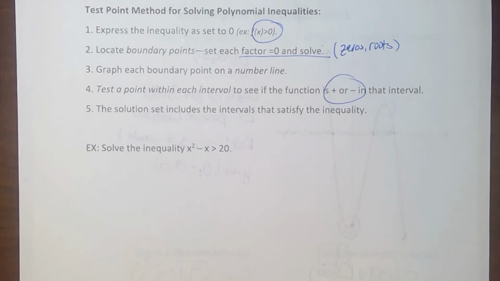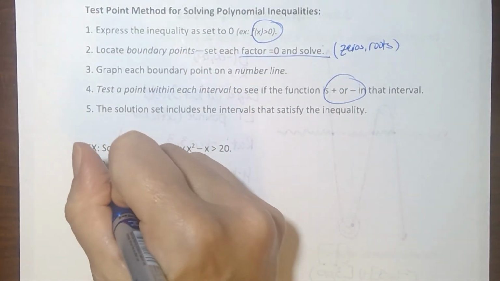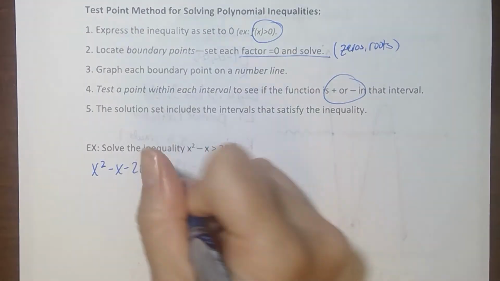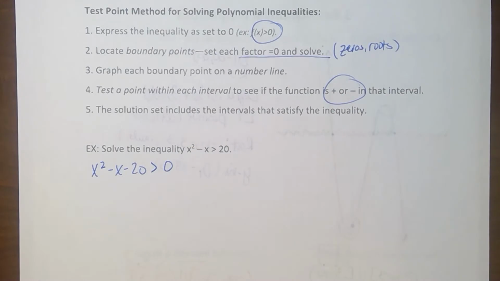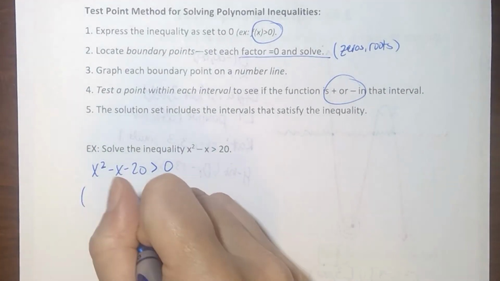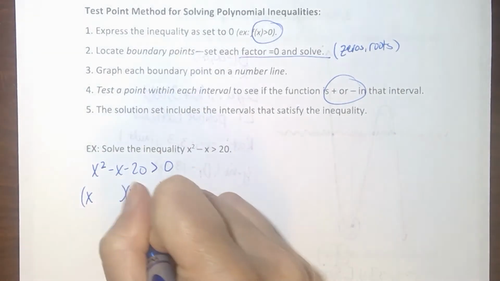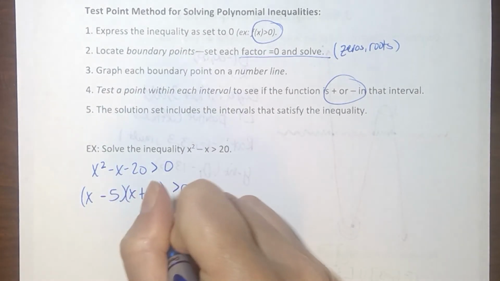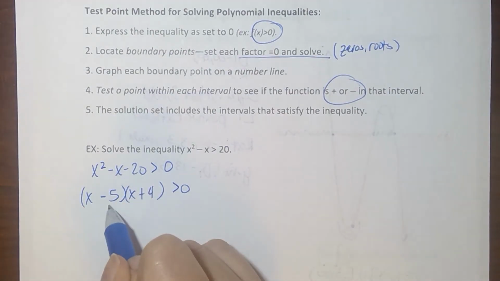Let's do this first example. The first thing we need to do is set it to 0. So I need to move my 20 over so that I have x squared minus x minus 20, and I'm interested in where that is greater than 0. So I'm interested in positive values, function values. I need to factor this to find out what boundary points to graph on my number line. My factors come out to be x minus 5 and x plus 4. So my boundary point values are going to be negative 4 and positive 5.